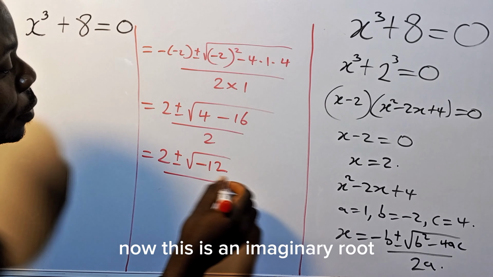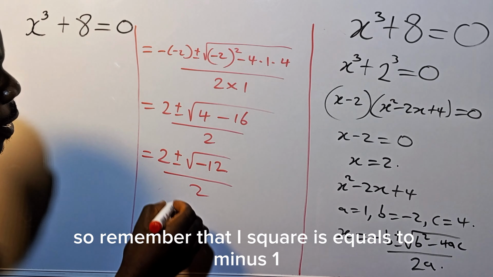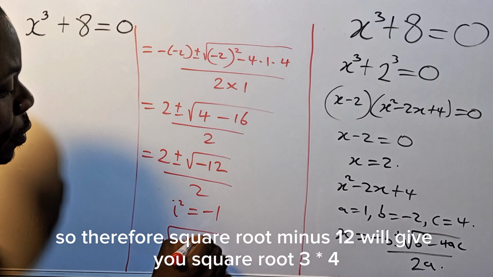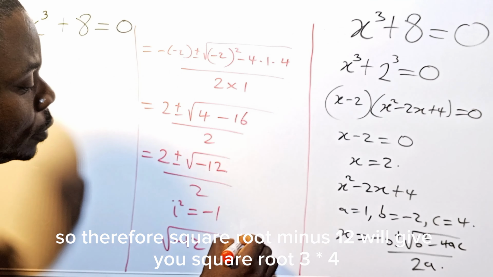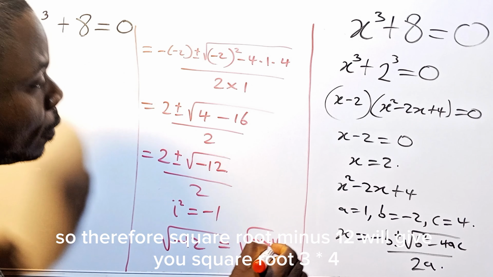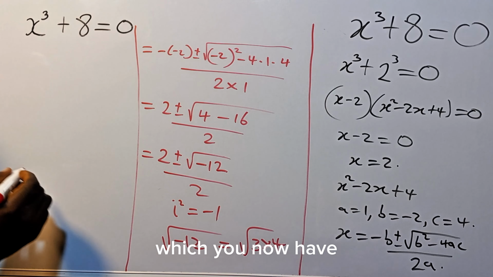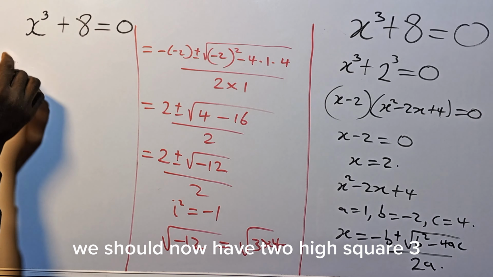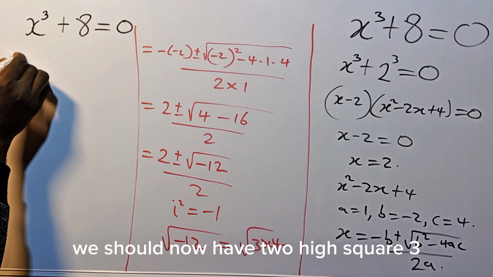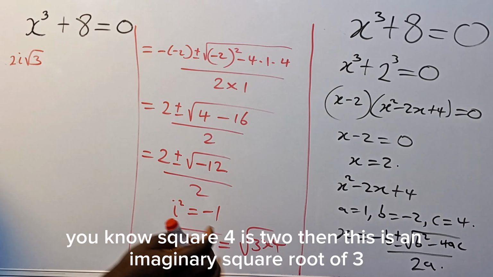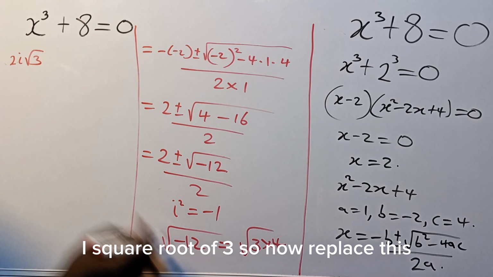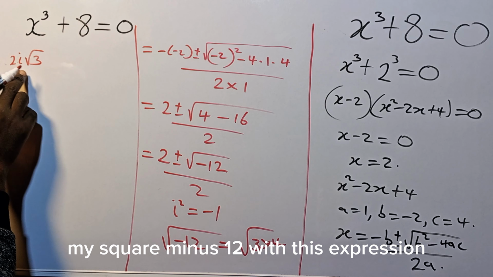Now this is an imaginary root. So remember that i squared is equal to minus 1. So therefore, square root of minus 12 will give you square root of 3 times 4, which you now have 2i square root 3. You know, square root of 4 is 2. Then this is an imaginary square root 3, i square root 3. So you now replace this square root of minus 12 with this expression.